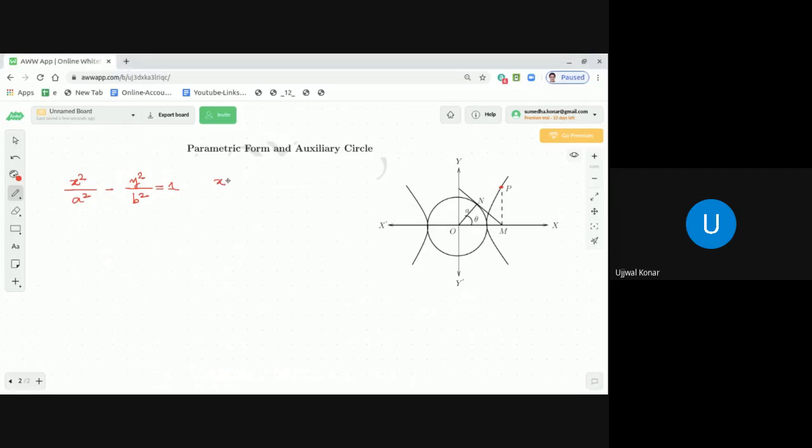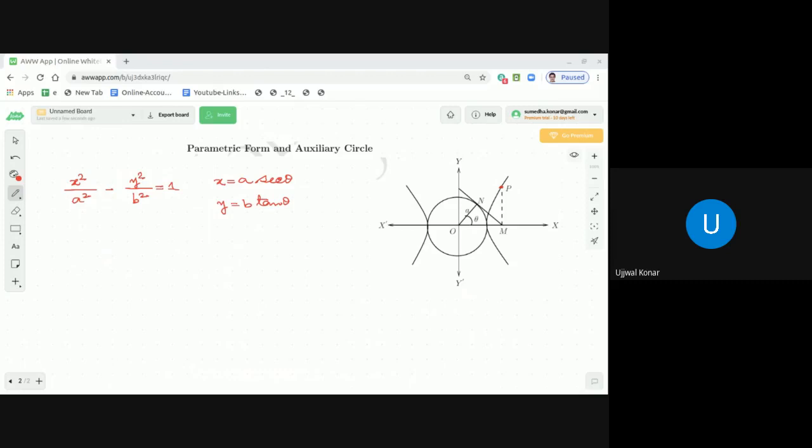So if you write x is equal to a sec theta and y is equal to b tan theta, then dear students, what we get is that a sec theta comma b tan theta is a parametric point on that hyperbola, because it satisfies the equation x square by a square minus y square by b square equal to 1, where theta is a parameter. The value of theta varies from 0 to 2 pi.